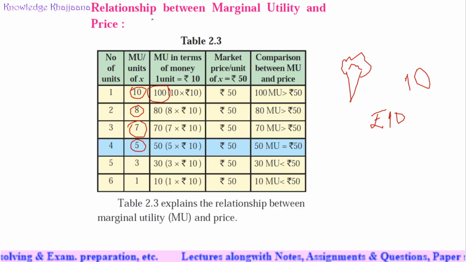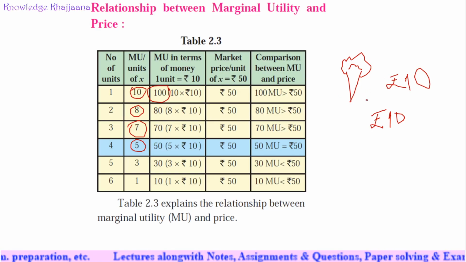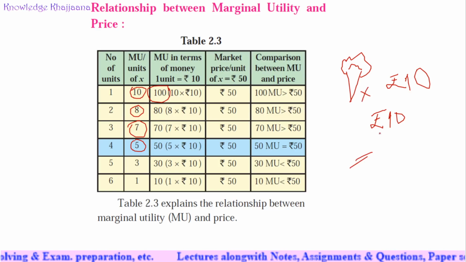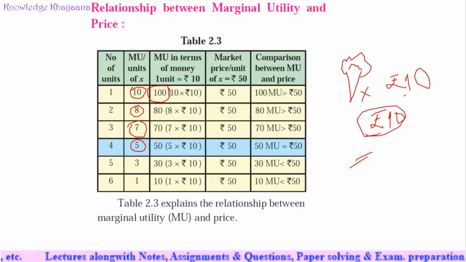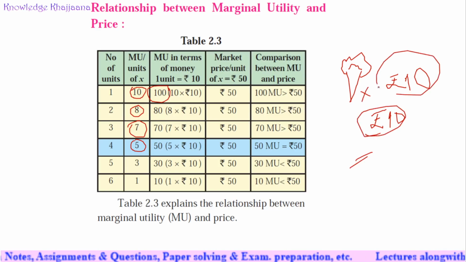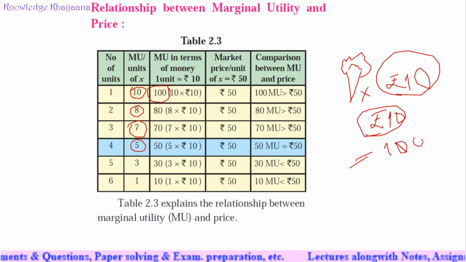Now while learning the relationship, this 10 is converted into rupees. So what is the total value he got while consuming that ice cream? The first ice cream's price is 10 rupees, and the satisfaction he got, converted into rupees for easy understanding, would be 100. Okay, it would be 100 for the first time.